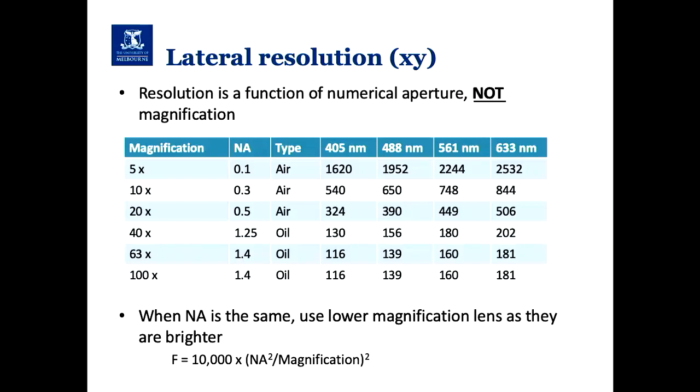One thing you'll notice down here is we've got a 63x and a 100x, which both have 1.4 NA, which means their resolution is exactly the same. If you have this case, I would always recommend that you use the lower magnification because it will tend to be brighter. Brightness is a function of the numerical aperture and the magnification. If you can get away with imaging on the 63x, you'll have to illuminate your sample a little bit less. It collects a little bit more light on the 63x. So that's lateral resolution in XY.